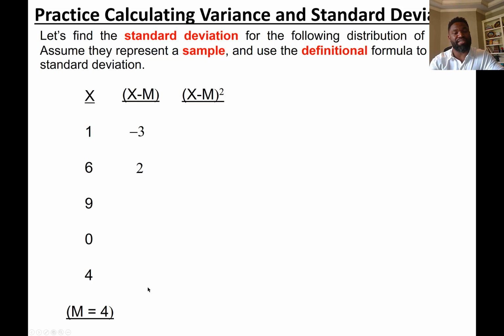The second, we're going to go all the way down here. So we're going to have 4 subtracted from 6. So 6 minus 4 is 2. For the third one, it's going to be 9 minus 4. For the fourth one, it's going to be 0 minus 4, which will be negative 4. And then later on, we're going to have 4 minus 4 equals 0. And again, if we add those all together, what are we going to get? We're going to get 0, right?